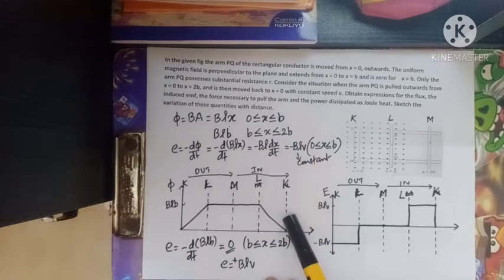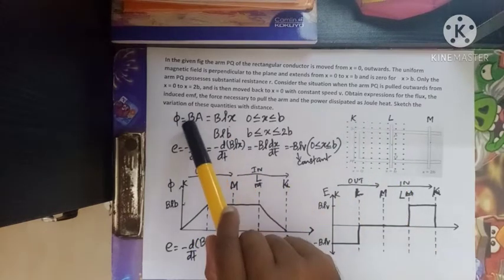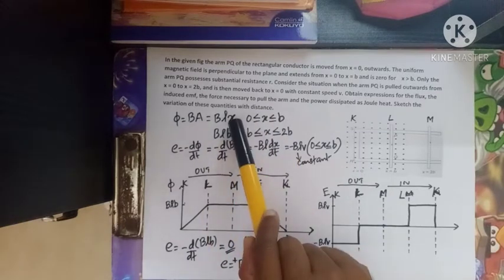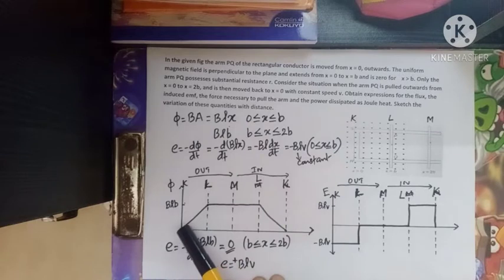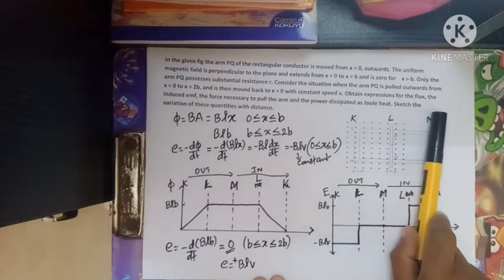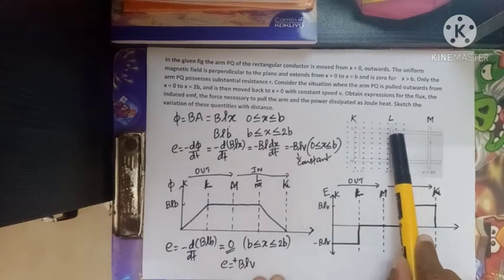Now we need to plot a graph of the flux with the distance. We know that from K to L, that is 0 to b, the flux is given by B l x. Since x increases, when you plot a graph, we will get an increasing graph up to the point L. At the point L, we have the maximum flux. What's the maximum flux? It is B l b. Thereafter, for the movement from L to M, which is called the outward movement, the flux remains at a constant value.